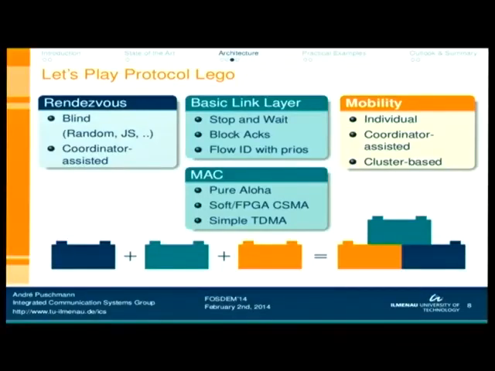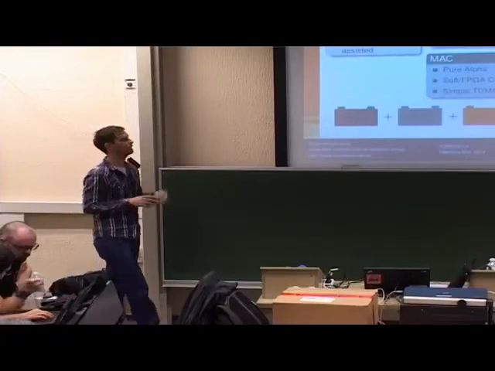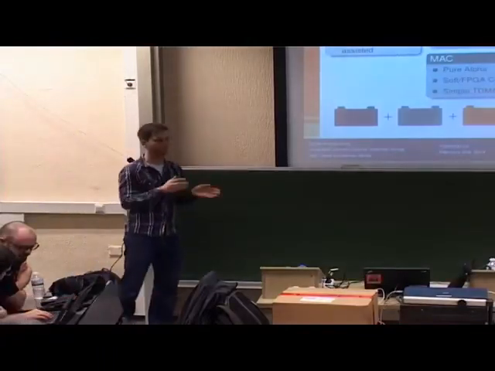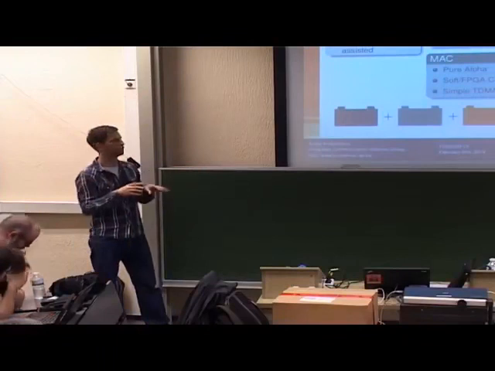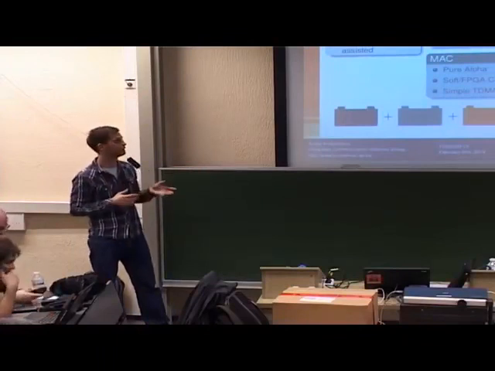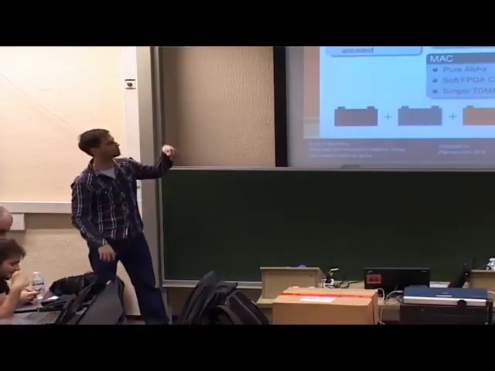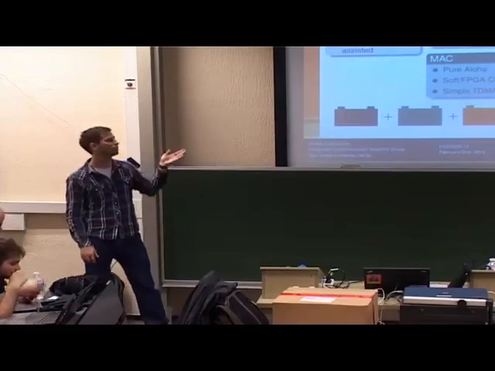like block acknowledgments that has been basically done during the DARPA spectrum challenge for Iris, where you can basically send a bunch of frames. And instead of acknowledging a single frame, you can basically acknowledge a whole block of frames. And you have flows with priority, so you can have multiple applications which are all served according to their priority. You have medium access control protocols, ALOHA, slotted ALOHA.